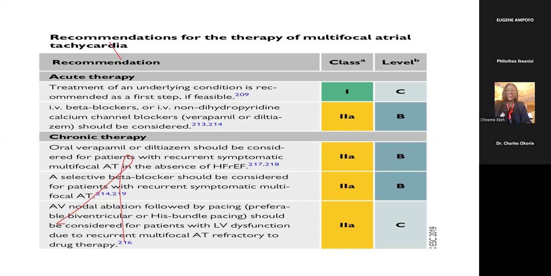Then the chronic therapy for multifocal atrial tachycardia. For chronic therapy, oral verapamil or diltiazem should be considered for patients with recurrent symptomatic multifocal atrial tachycardia, in the absence of heart failure with reduced ejection fraction. Then a selective beta blocker should be considered for patients with recurrent symptomatic multifocal atrial tachycardia.